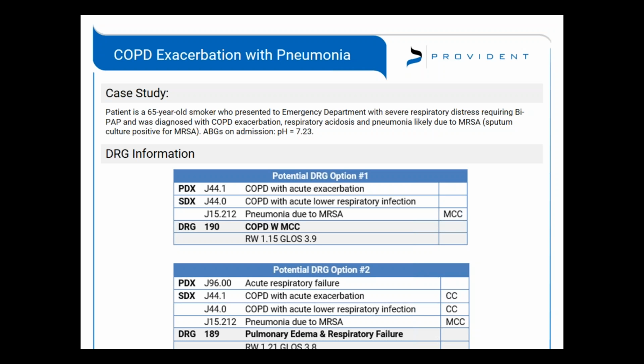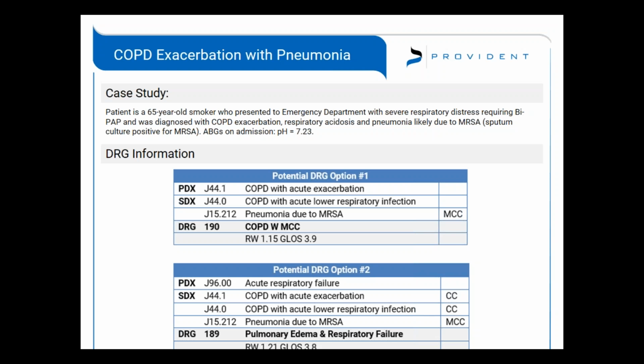Now let's move over to our final case study of COPD exacerbation with pneumonia. We have a patient presenting, a 65-year-old smoker, who presented to the ED with severe respiratory distress requiring BiPAP, diagnosed with COPD exacerbation, respiratory acidosis, and pneumonia likely due to MRSA. ABGs on admission had a pH of 7.23. The original DRG option would be COPD exacerbation and a secondary code of COPD with acute lower respiratory infection, and then coding pneumonia as an MCC. This takes you to DRG 190.